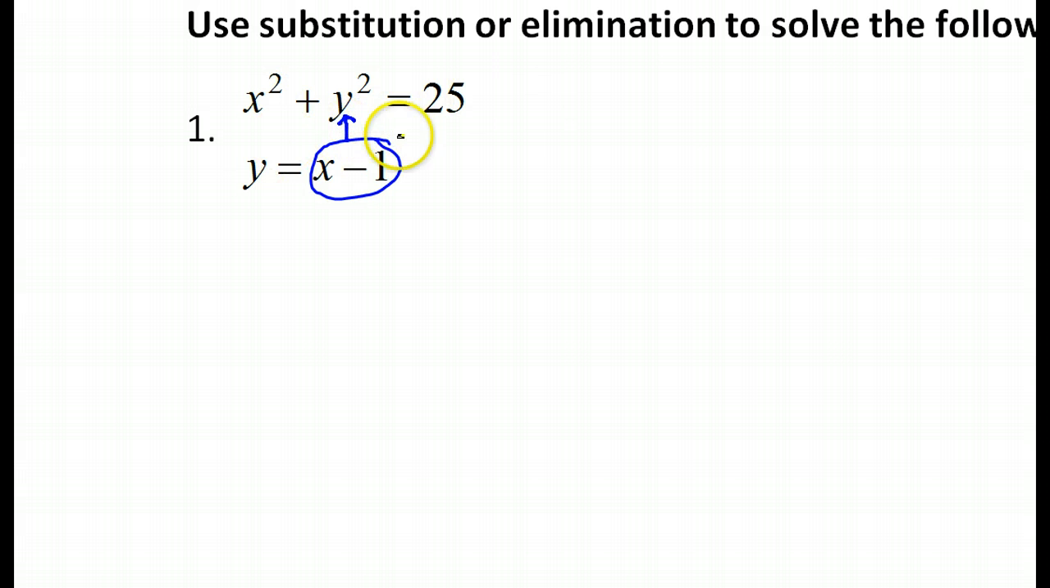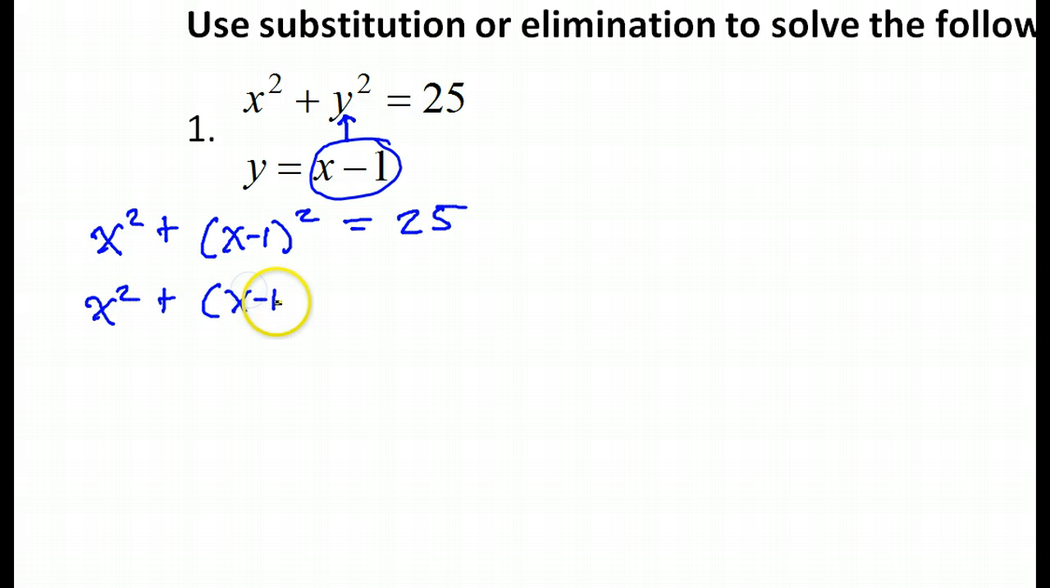Alright, sometimes we set these all equal to each other and sometimes we just do substitution. When we set them equal to each other, that's elimination. But right now, substitution is the best way to go. So this top equation was x squared plus y squared equals 25. But instead of y squared, we will now have (x minus 1) squared equals 25. And that makes x squared plus (x minus 1) times (x minus 1) equals 25.